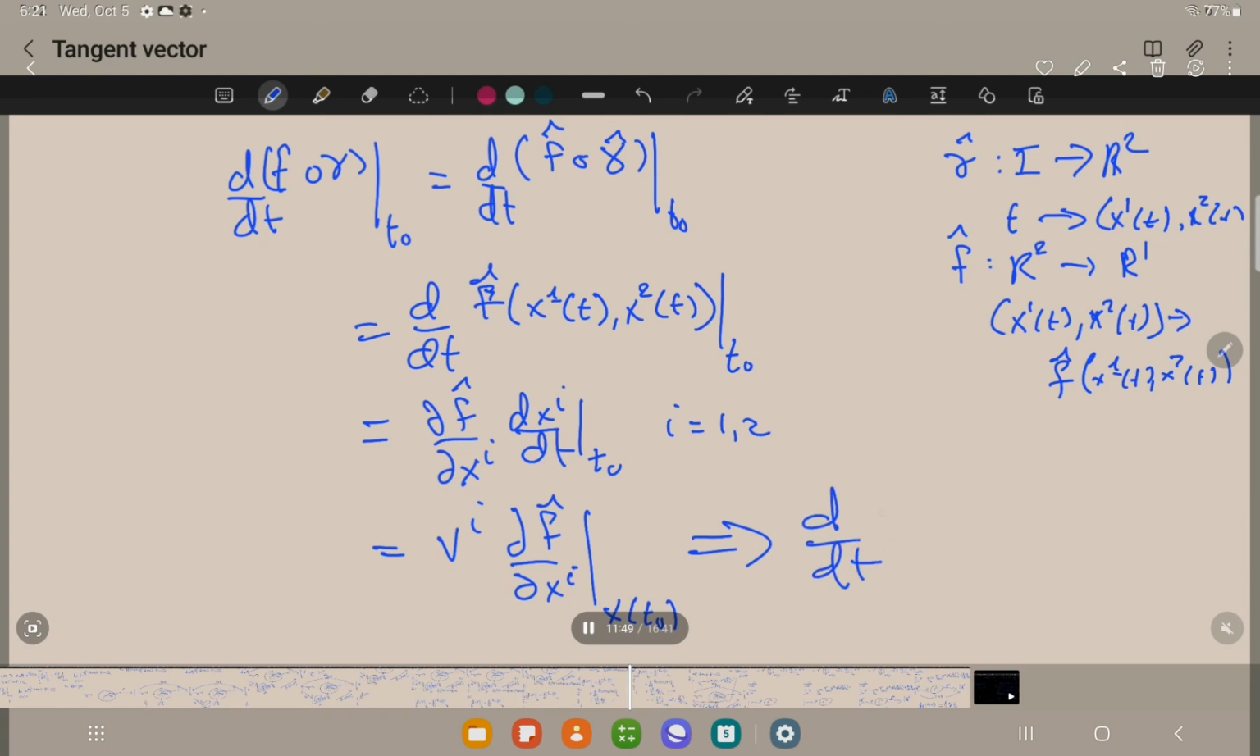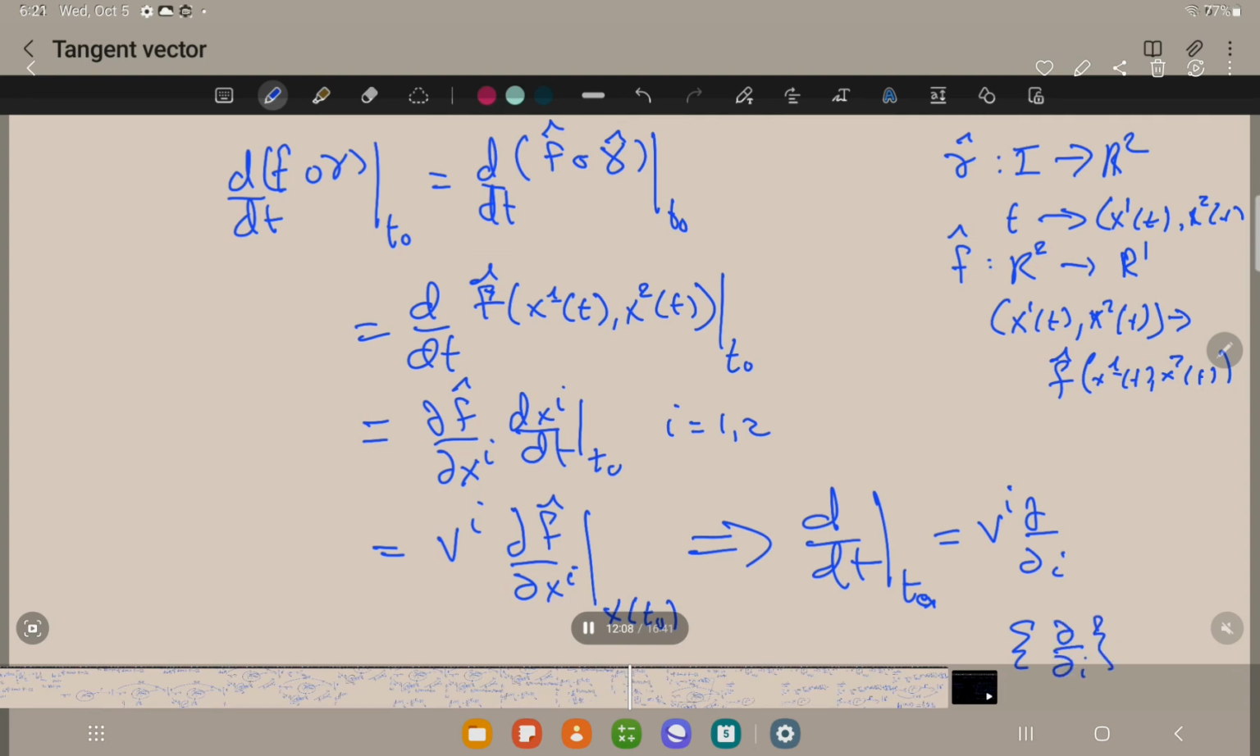And then if you remove the function, then the time derivative operator evaluated at t0 is equal to v^i partial x^i. End of proof. And then the basis partial x^i is going to be the basis for the tangent space of M.